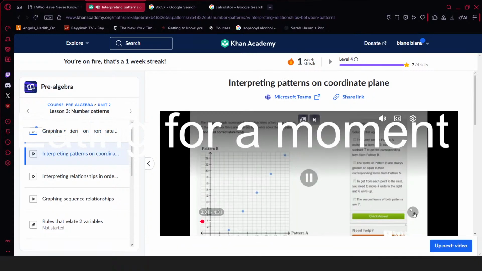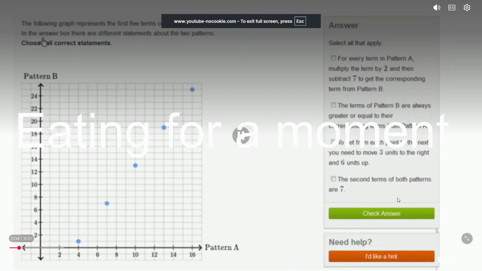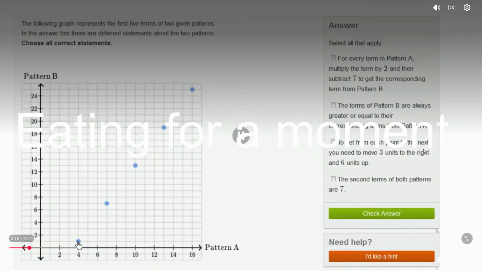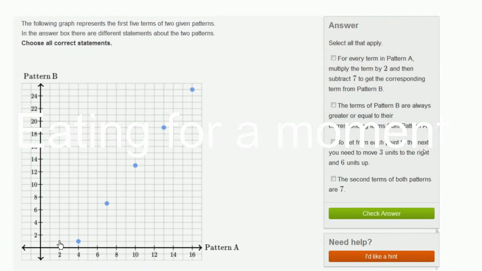The following graph represents the first 5 terms of 2 given patterns. In the answer box, there are different statements about the 2 patterns. Choose all correct statements. So here for each point, this point right over here, its horizontal coordinate is the first term of pattern A, which is 4, and its vertical coordinate is the first term in pattern B, which is 1. And then we can do that for the other points as well.